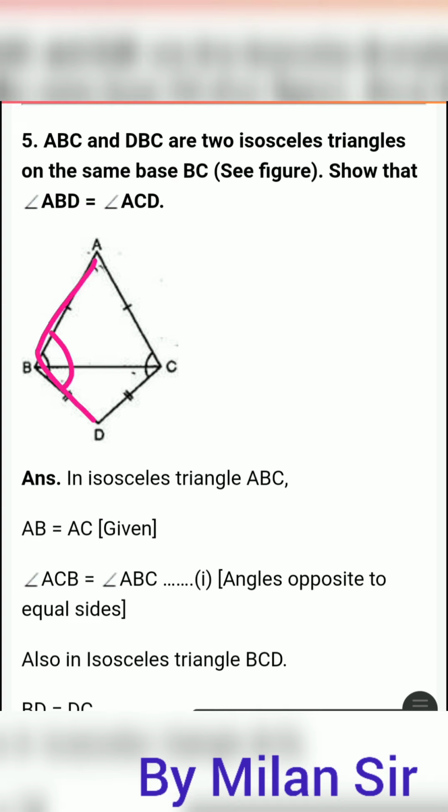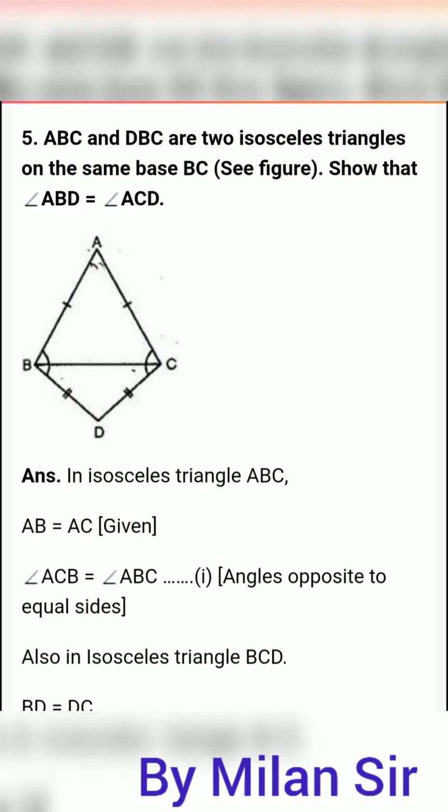ABD, that means this full angle, is equal with the ACD, with this full angle. Okay, ABD is equal to ACD, that we need to prove here. Now it is given to you ABC and DBC are two isosceles triangles.